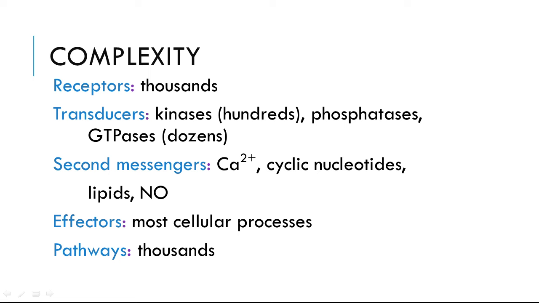The reason target cells respond to various messengers the way they do is that there are thousands of different specific types of receptors. Not only that, the intermediate things referred to as transducers are variable, right? For example, these things called kinases. There are hundreds of those. Phosphatases, GTPases. So you can see the magnification of potential responses by a target cell. The receptor activates a different transducer, which may activate second messenger systems.